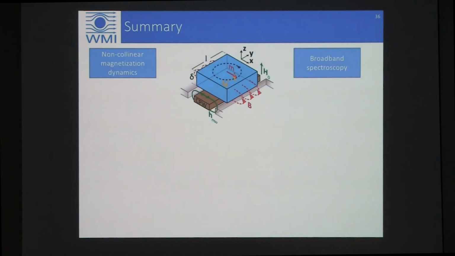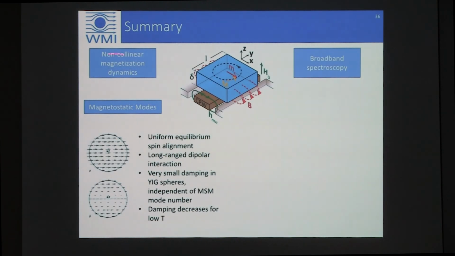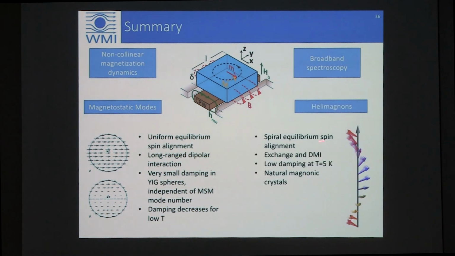Okay, so let me summarize. We're looking at non-collinear magnetization dynamics using broadband spectroscopy, and there are 2 very different regimes. One is the big size limit, dipolar interactions. We can look at magnetostatic modes and extract the damping. We actually find that the damping of YIG is even lower than previously estimated, and it even decreases if one goes to low temperatures. And for the helimagnons, we also find very low damping at low temperatures. They are governed by exchange and DMI, and they form perfect natural magnetic crystals.